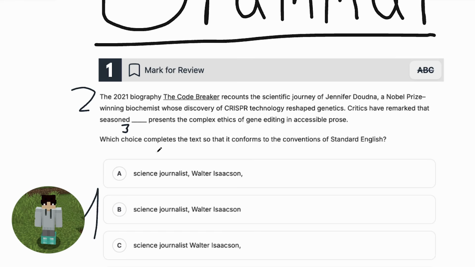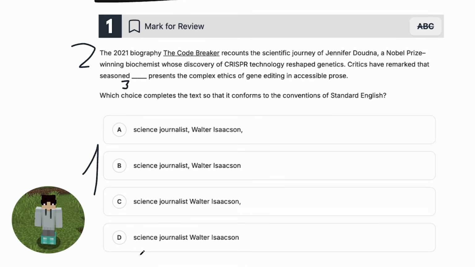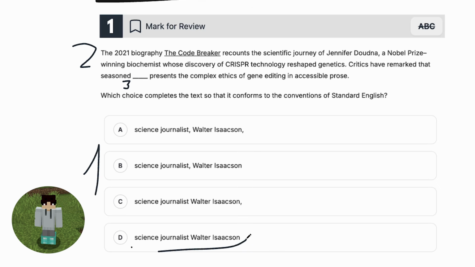And the reason why you can do this is because you glanced at the choices already. You have a basic idea of what the choices must include, so it's easy for you to make a prediction. I would guess it's just going to be science journalist Walter Isaacson with no punctuation. Now I just go ahead and find the choice that best matches it. It is right here, and D is the correct answer.